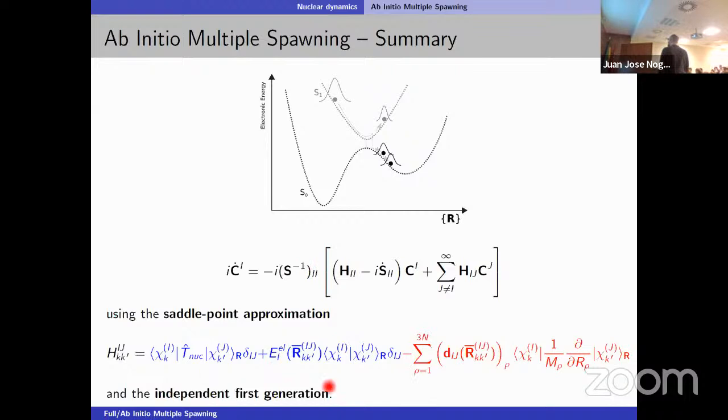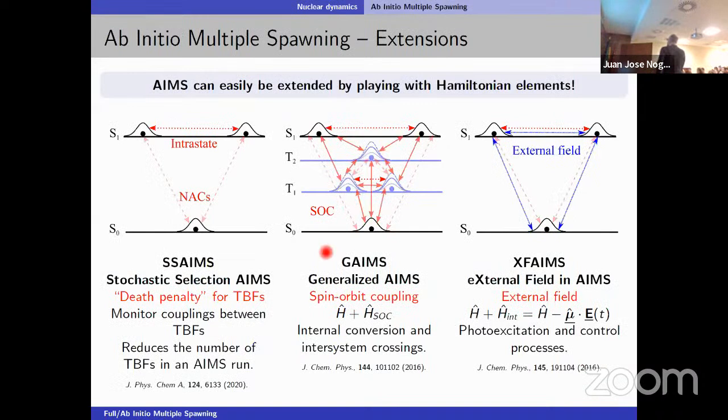Then what you can do is that, of course, you can play with these equations, and there have been different developments around that. You can add, for example, the effect of spin orbit coupling if you want to look at internal conversion and intersystem crossings. You can add the effect of an external field if you want, for example, to start dynamics from the ground state, come with a pulse, excite your molecule, so you spawn thanks to the action of a laser pulse, right?